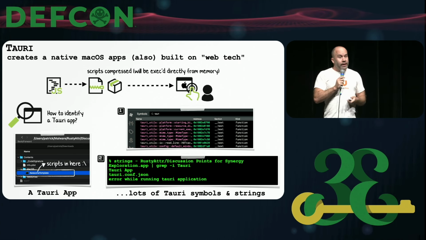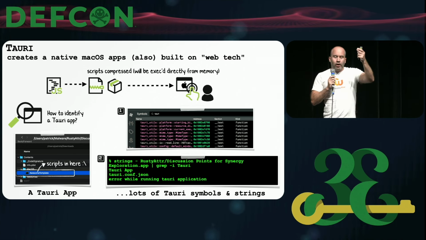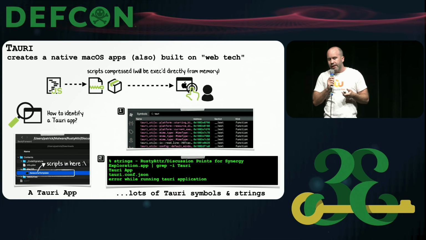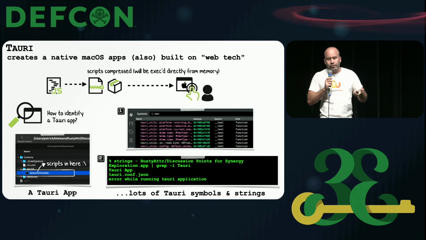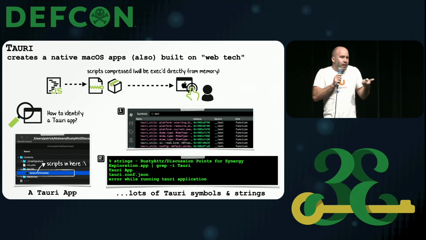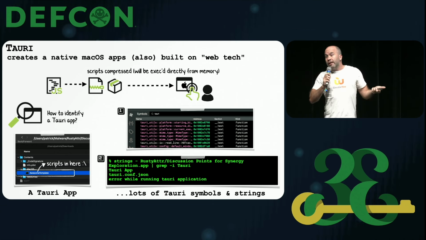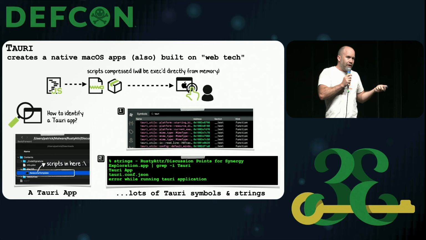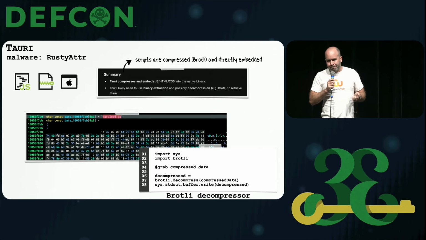You can load it in a disassembler and look at the symbols. You can also use a tool like nm to extract the symbols, and you'll see a lot of symbols referring to Tauri. Again, though, far simpler: just use the strings utility to extract embedded strings, and you will see lots of strings referencing Tauri, which identifies this application as being built with it.